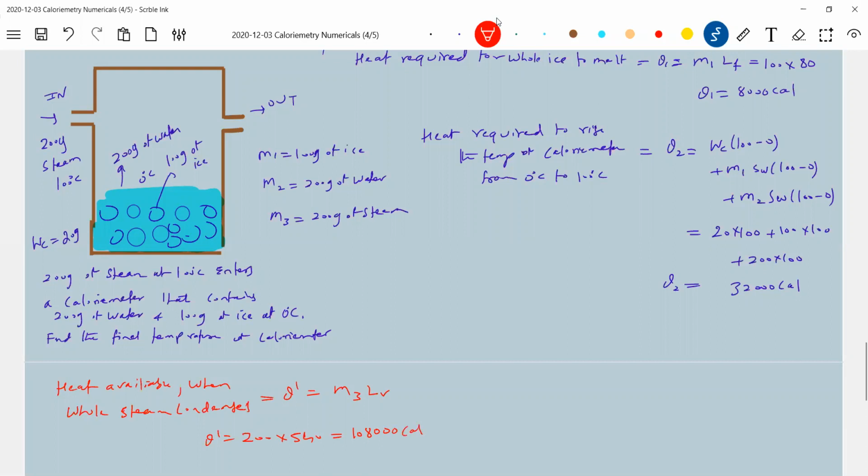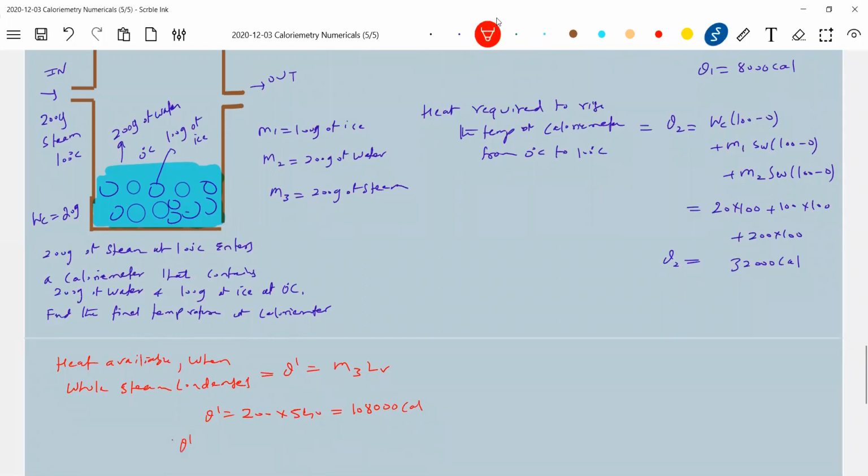But what we needed is 40,000 calories. Look at this. So what is Q dash? Is it greater than Q1 plus Q2 or less than Q1 plus Q2? One lakh 8,000 is greater than 40,000. So is it that all the steam should condense? No, only a part of the steam has to condense here. So Q dash is in fact greater than Q1 plus Q2, therefore only a part of the steam will condense.